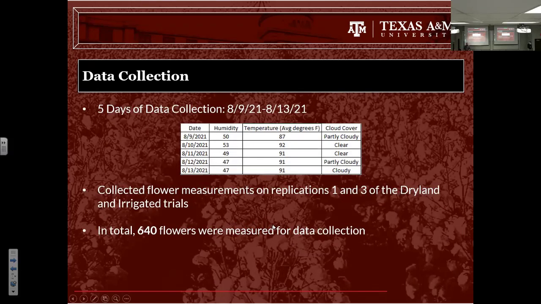So for data collection, there were 5 days we were able to get out there and do it. I definitely got faster. At the very beginning, I was moving way slower, but by the end, knowing what I'm doing, it went by way faster. So 5 days, from August 9th to August 13th. As we can see, humidity is pretty similar. The daily temperatures at the time of recording data were pretty similar. Cloud cover, we had some discrepancies, but on day 5, we did have a cloudy day. So that was a major difference. We only collected flowers on repetitions 1 and 3 in the dry land and irrigated trial. And so in total, we have about 640 flowers that are being measured.